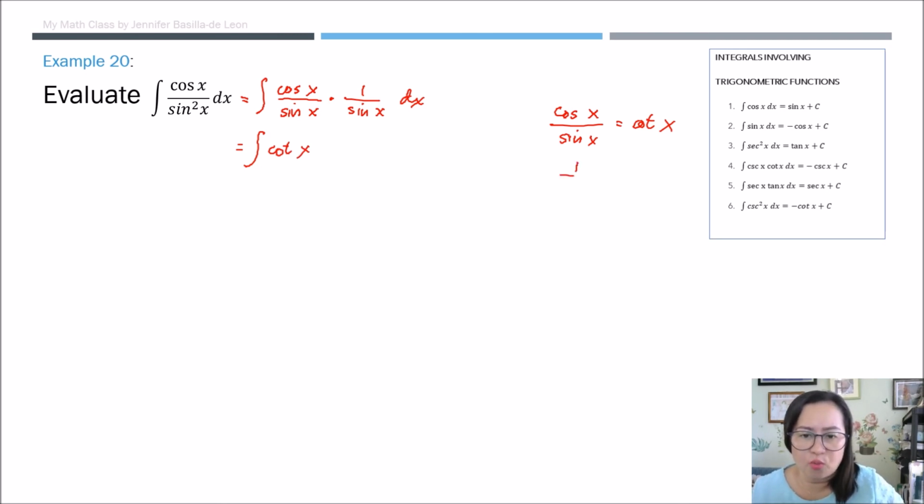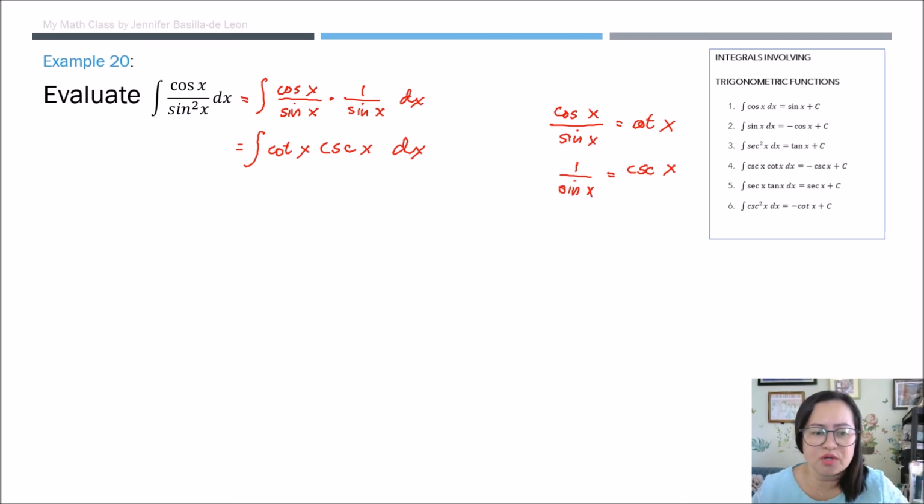And then 1 over sine x is equal to cosecant x, using the reciprocal identity. So 1 over sine x is cosecant x. So the problem given to us is equivalent to the antiderivative of cotangent x cosecant x dx. Now we can use rule number 4. So we can just write this simply as negative cosecant x plus c.